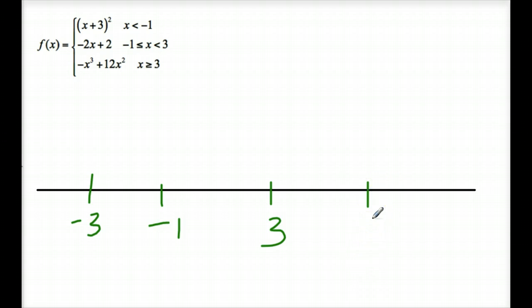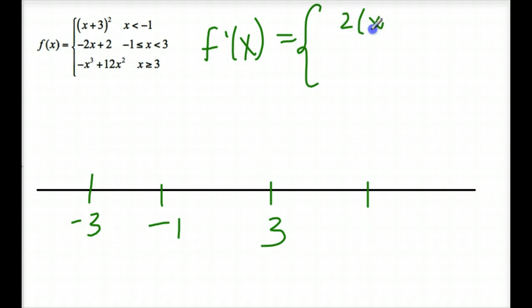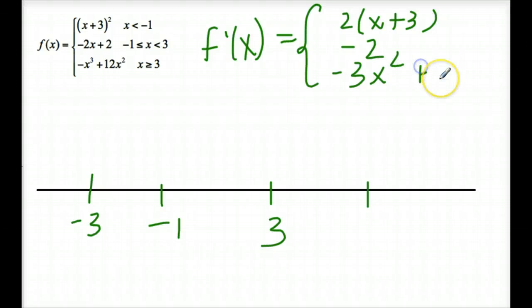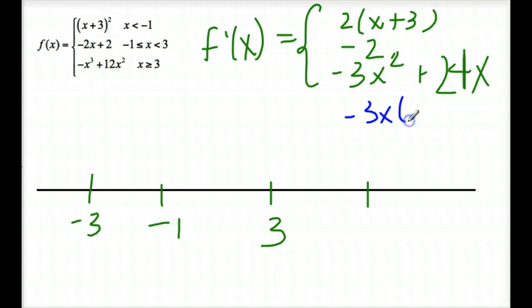And just to recall, my 3 derivatives were equal to 2 times x plus 3, negative 2, and negative 3x squared plus 24x. And just as a reminder, this factored into negative 3x times x minus 8. Okay, so we're going to use these equations to find the values of this different function.